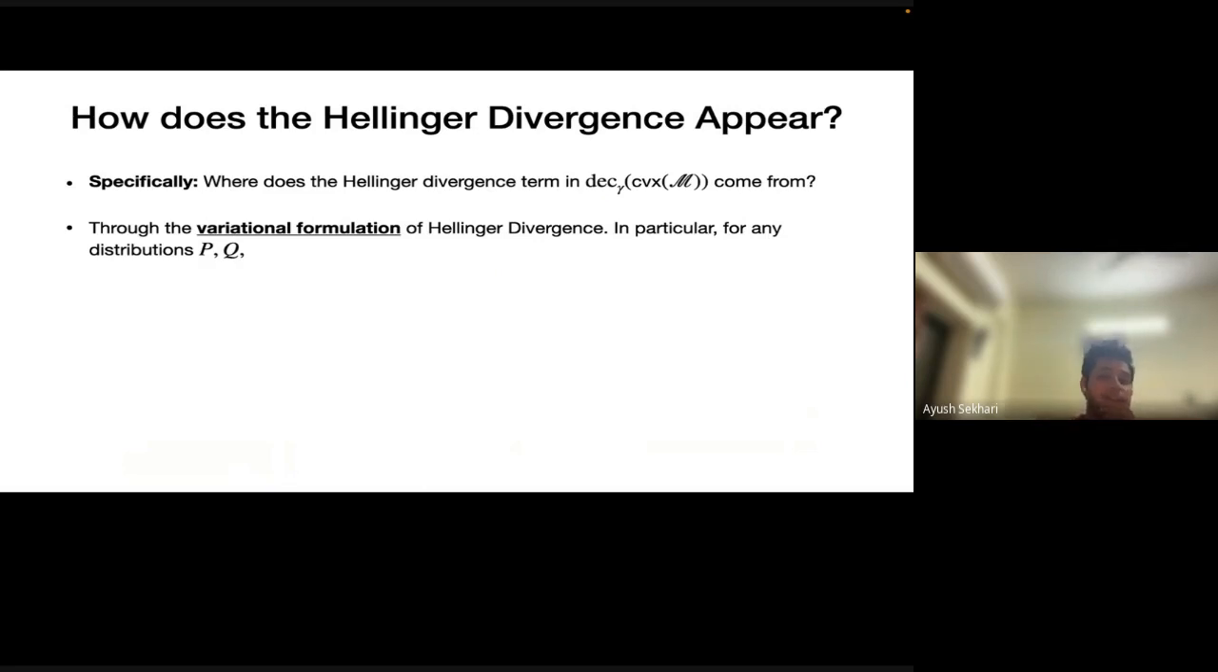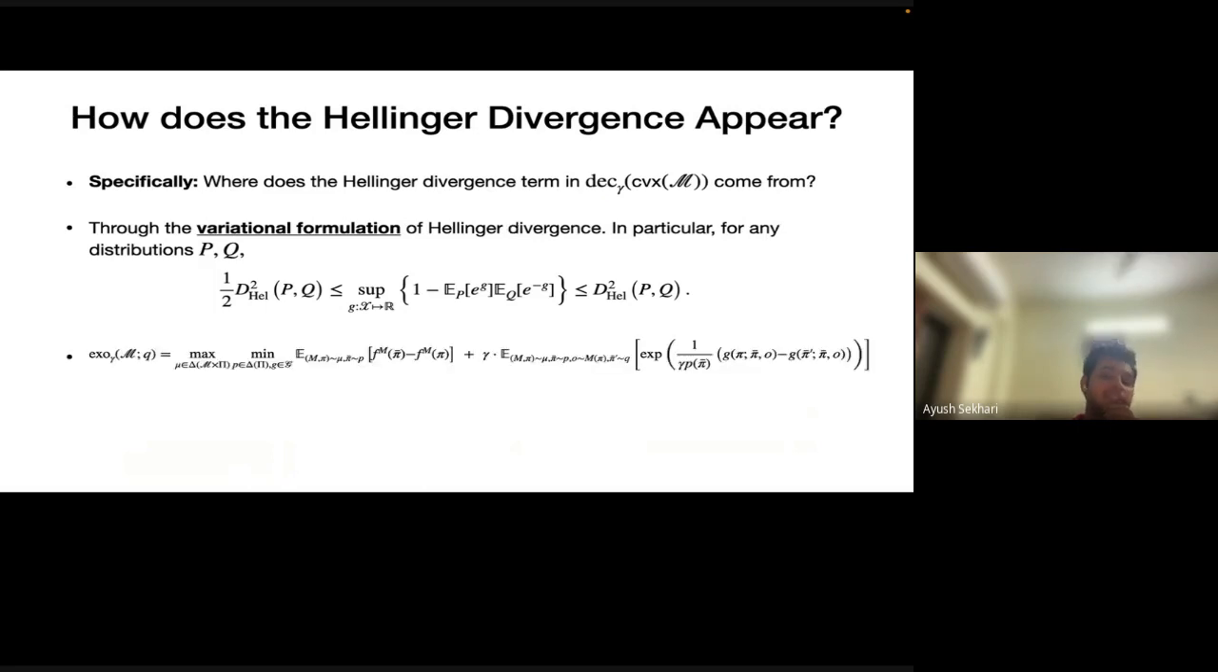In particular, we have that for any distributions P and Q, up to constants, the Hellinger divergence is given by the supremum over functions G of 1 minus the product of moment generating functions corresponding to P and Q, of e to the G and e to the minus G respectively. So what happens is if you look at the expression that we discussed in the previous slide, this big exploration by optimization objective, and after doing this min-max swap, this is what the expression looks like.